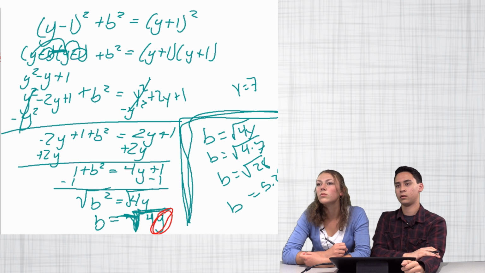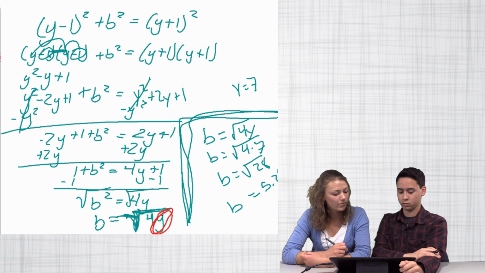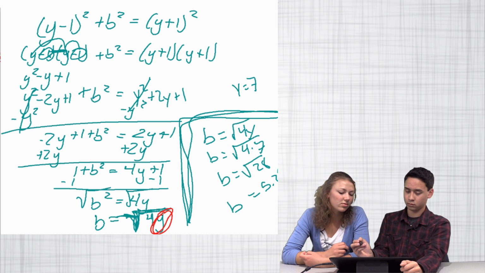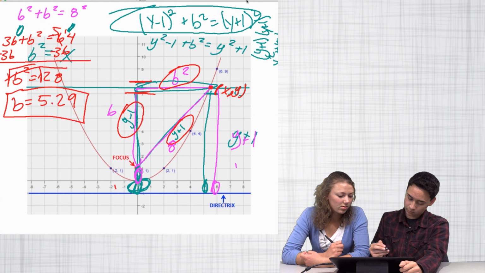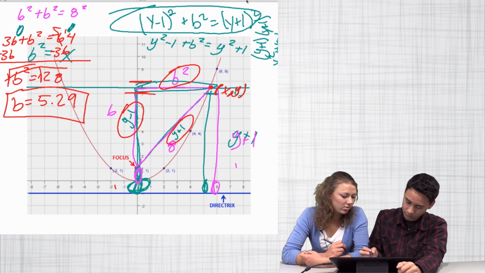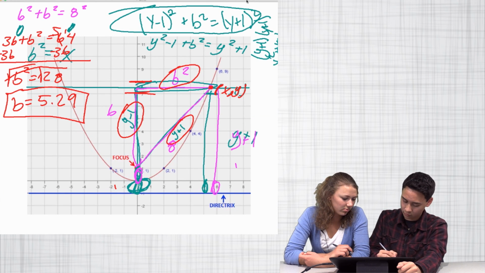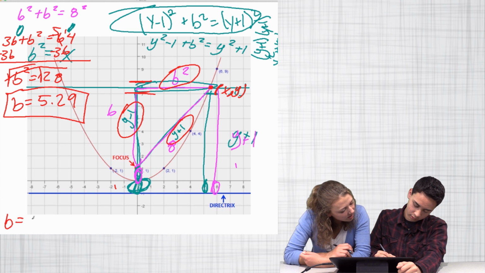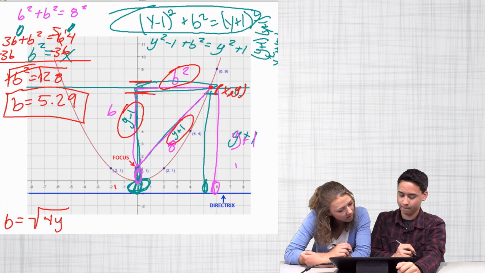Could you rewrite that b equals the square root of 4y, or x equals the square root of 4y, whichever one you want to use, back on the other sheet? Yes. Where does it belong? Over here? Yeah. Just write it down. B equals the square root of 4y.